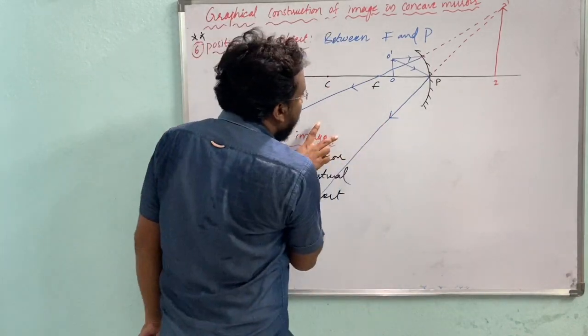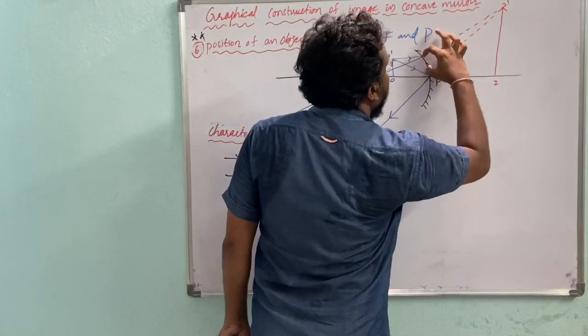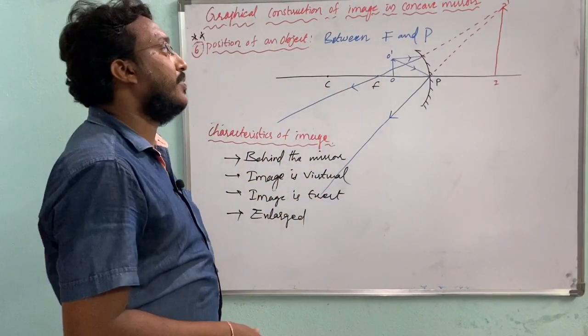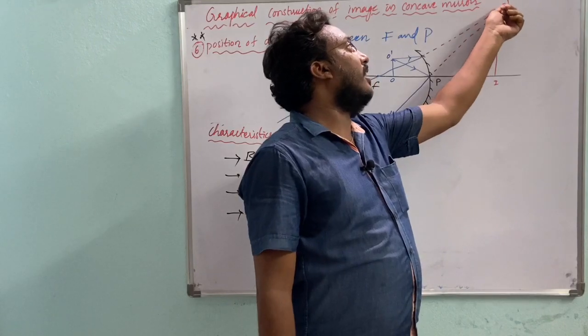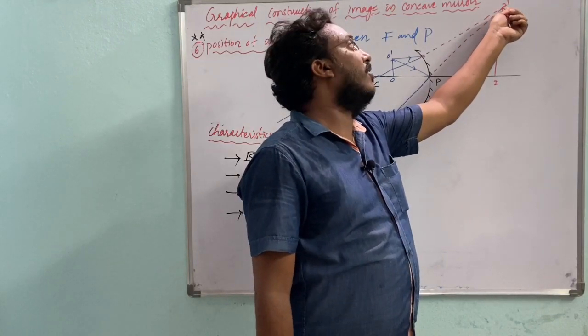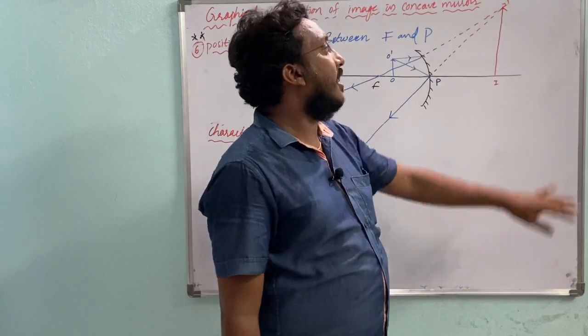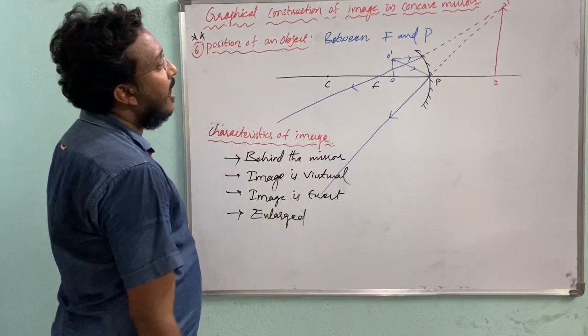In such cases, what do we have to do? We extend the reflected rays backward until the two rays meet. From the point where they meet, we draw the normal to the principal axis. There we get the image. That image is called a virtual image. Have you got it or not?